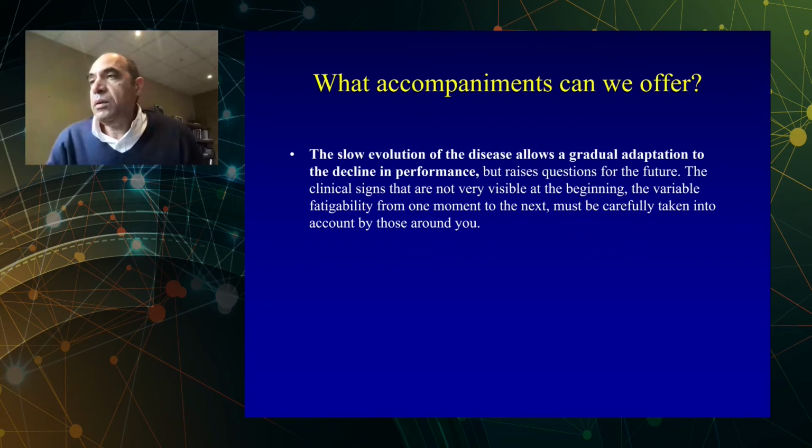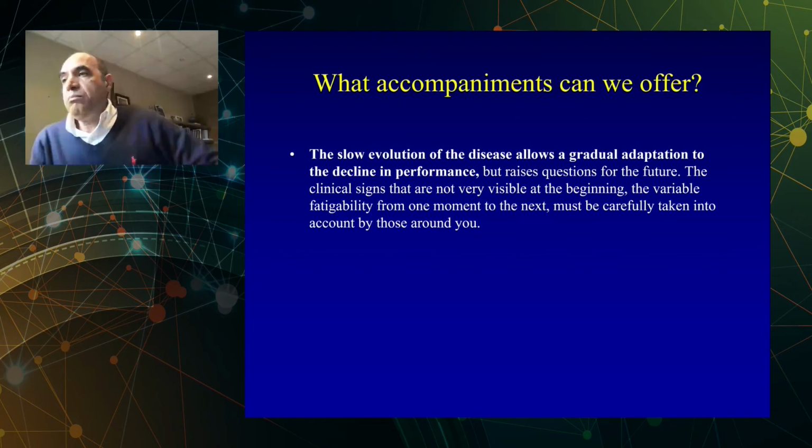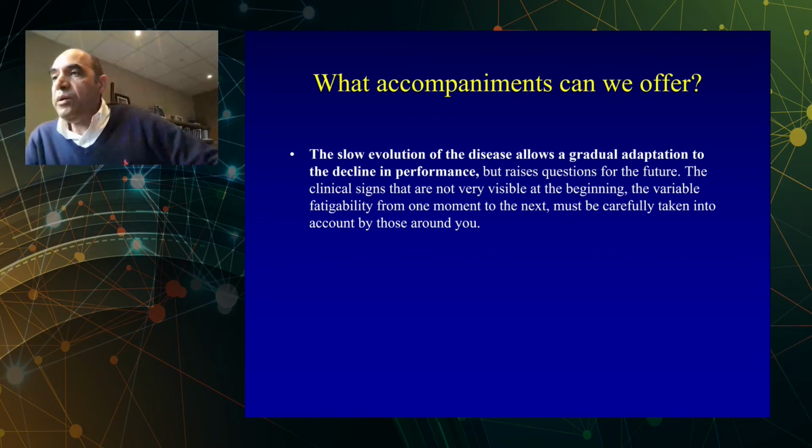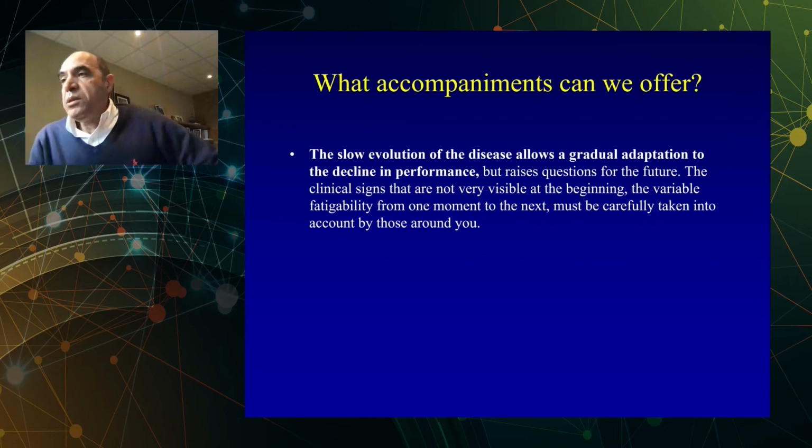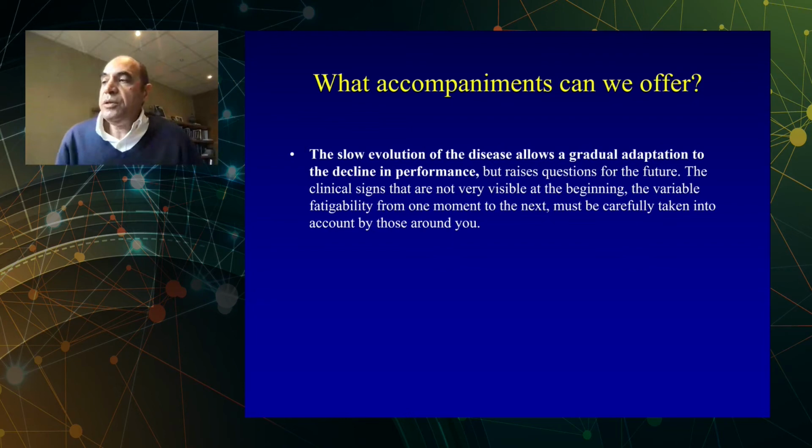So it is also important to know that the slow evolution of the disease allows a gradual adaptation to the decline in performance, but raises questions for the future of the patient. The clinical signs that are not very visible at the beginning, the variable fatigability from one moment to the next, must be carefully taken into account by those around the patients.